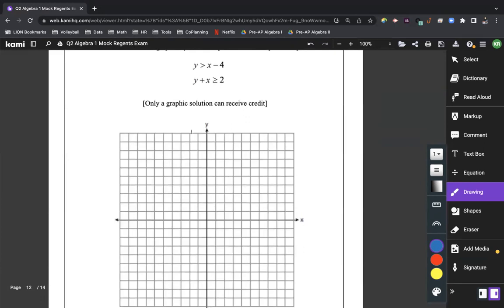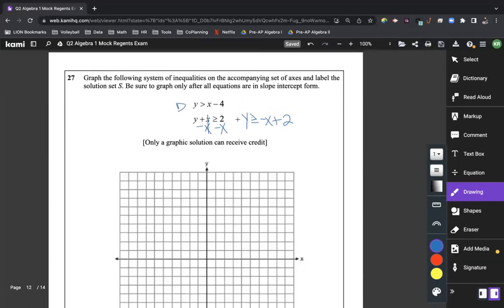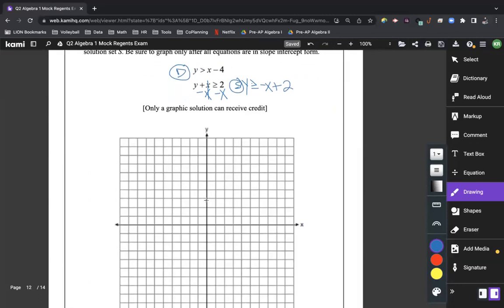That is, your y is alone. So in this case, the y is alone, but here I have to subtract x from both sides. So now I have y is greater than or equal to negative x plus 2. Okay. And this is going to be a dotted line, and this is going to be solid, because of their inequality symbols.